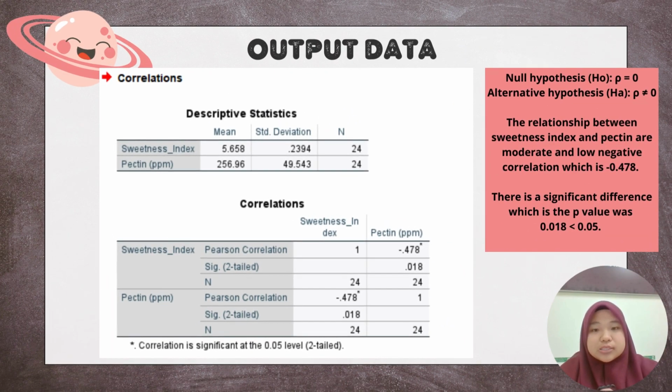By looking at the output data, we can conclude that the relationship between sweetness index and pectin is a moderate to low negative correlation, which is negative 0.478. There is a significant difference, where the p-value was 0.018, which is less than 0.05.